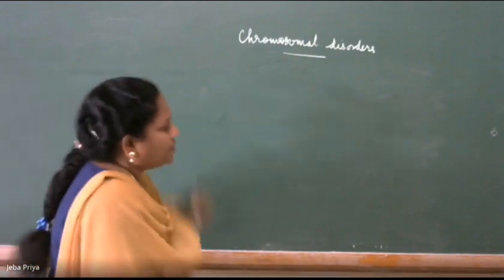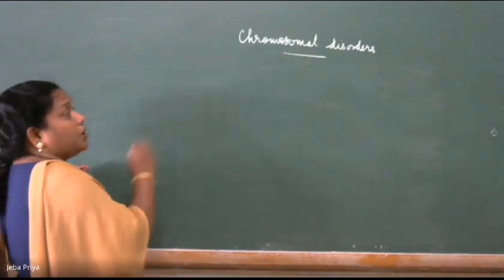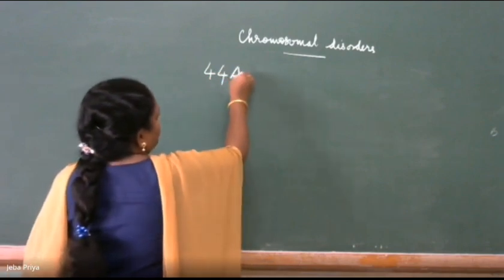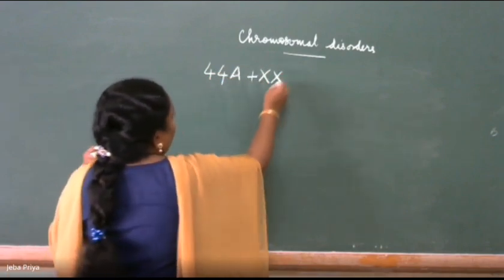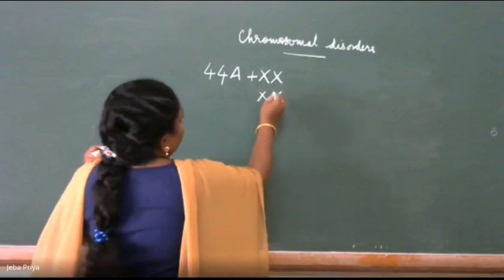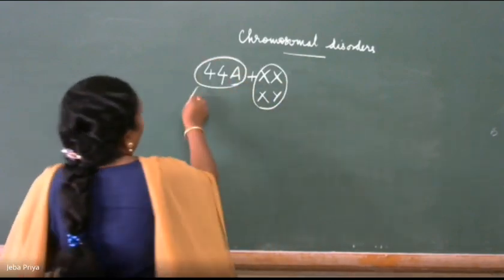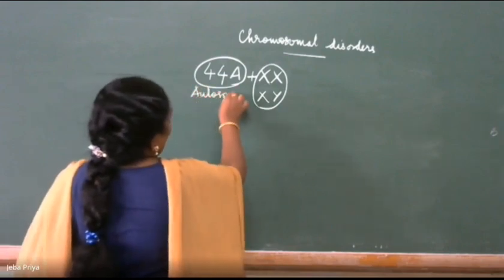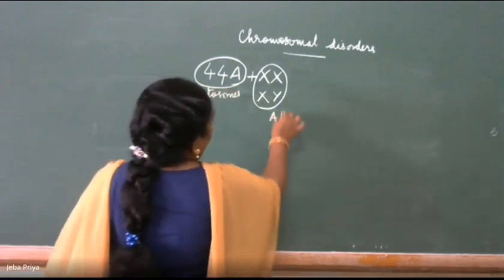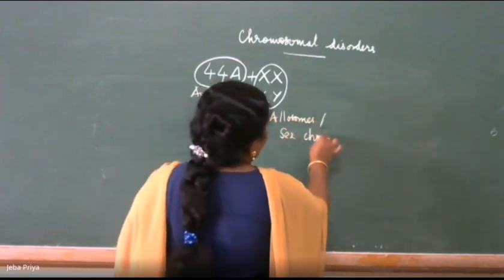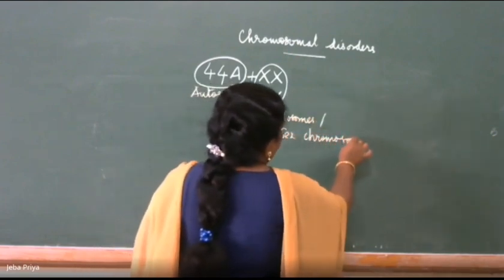So these chromosomal disorders can be seen both in the autosomes and the allosomes. What are autosomes? 44 are called autosomes. And here it will be XX or XY. These two are called allosomes or sex chromosomes, and these are called autosomes. Be clear with this concept first.